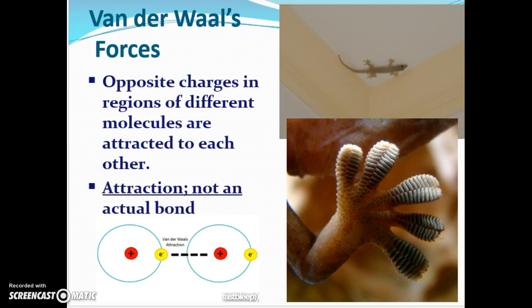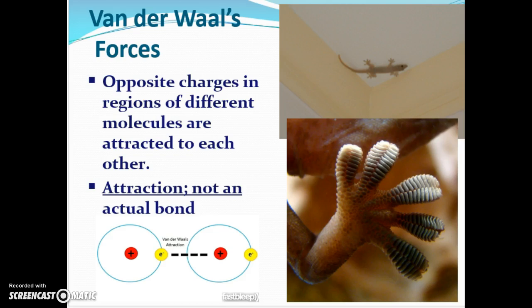The other type of force that we discussed is van der Waals forces, and this is when we have the opposite charges in different regions of a molecule attracted to each other. So it's not an actual bond, it's really an attraction. And it has to do with the fact that, as you'll remember from chemistry, the electrons are constantly moving. And so a molecule can go from having its electrons close to another molecule to having them far away.